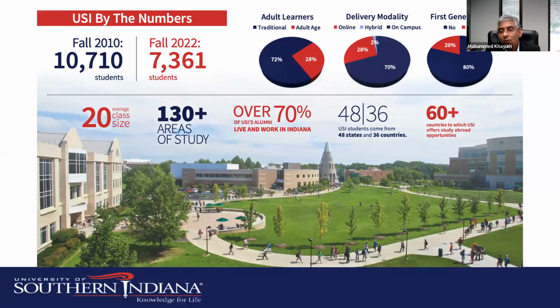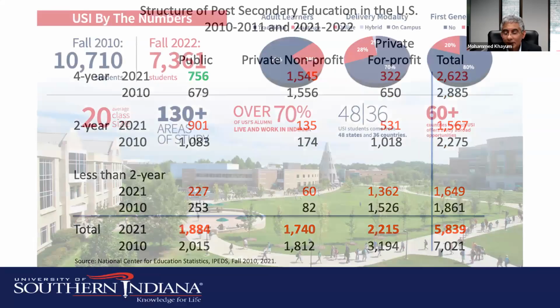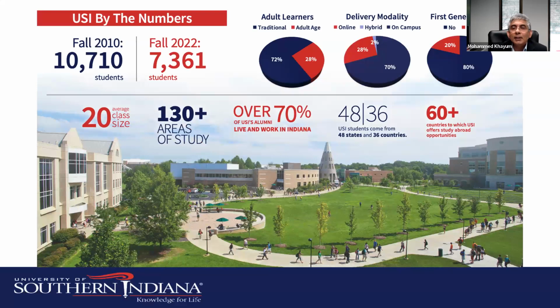So the numbers: fall 2010 was our last high point, and from fall 11 onwards you can see the decline. We have about 130 areas of study, nearly 100 undergrad programs, about 15 graduate programs, and then a bunch of certificates and concentrations in between. Most of our alums stay within the state.